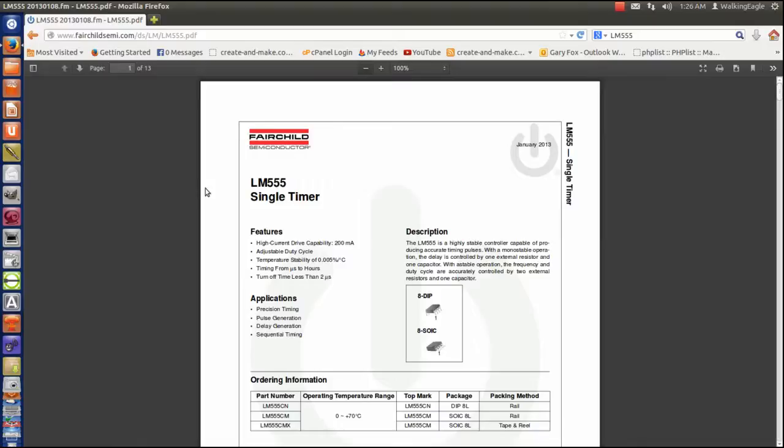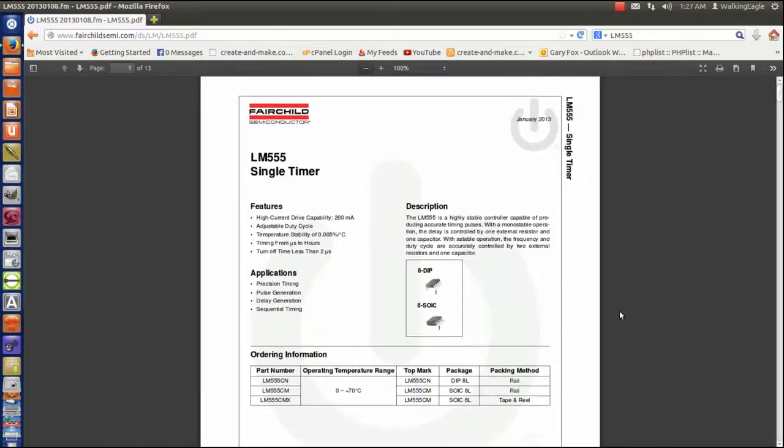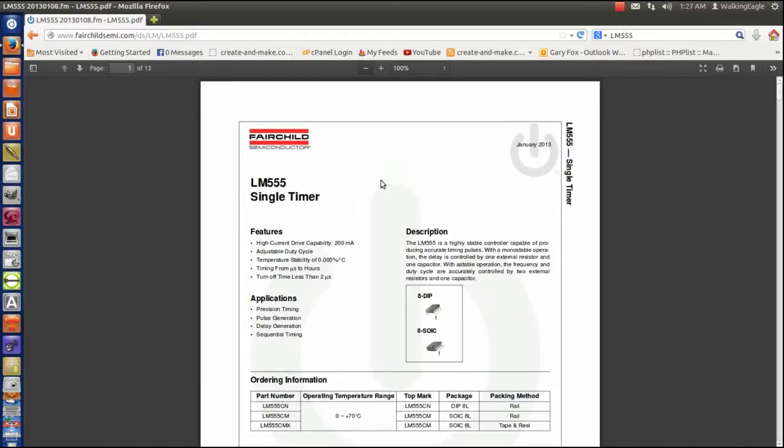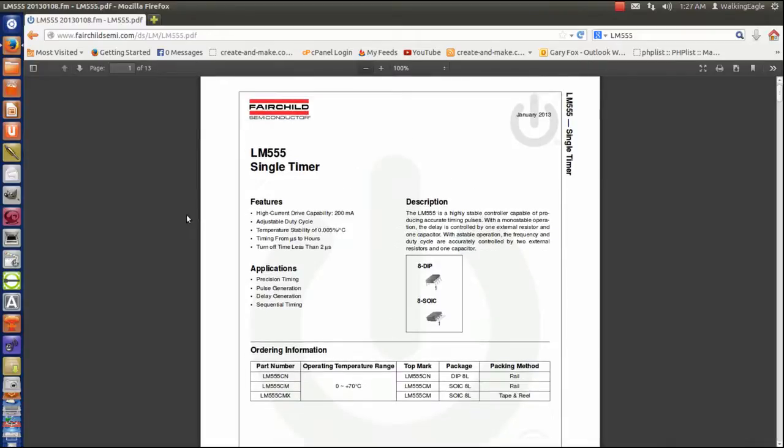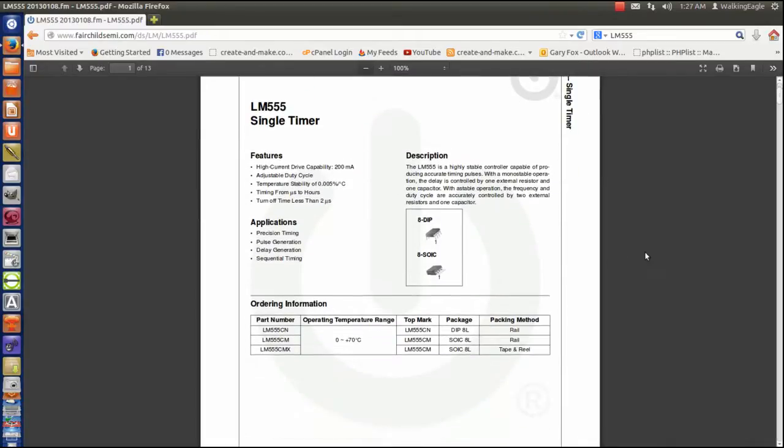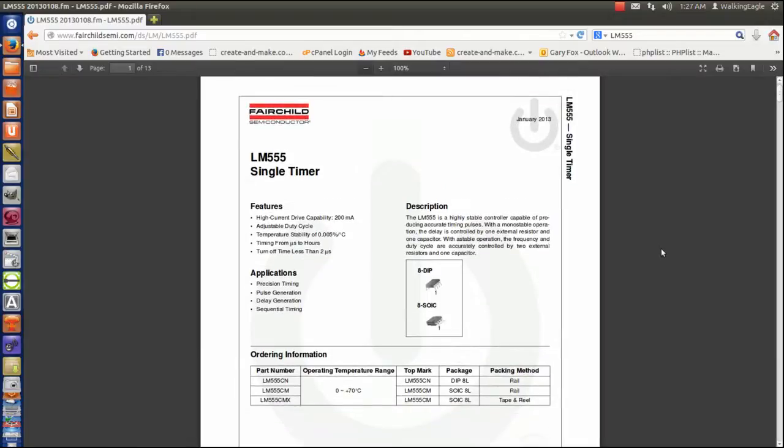The 555 timer has been around for a lot of years. I remember it in the 70s when I was an electronic technician. So it's been around a lot of years. It is an analog chip as compared to a digital chip. So this is really kind of old technology, but it's proven technology.